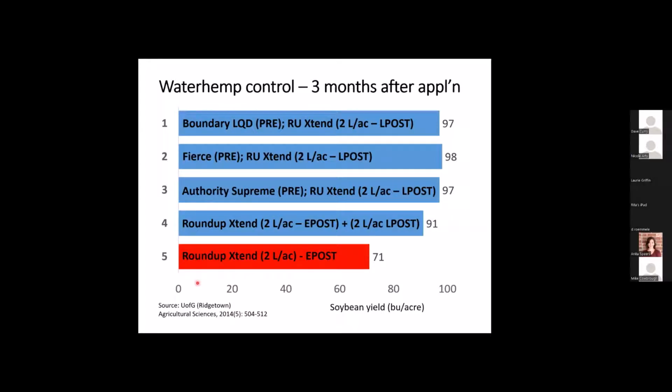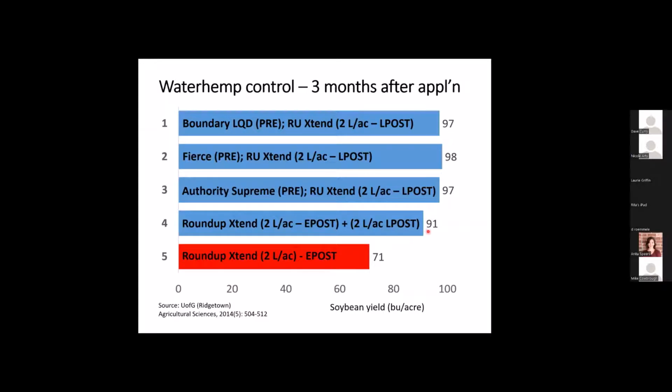So if we do a single application of Roundup Extend at the beginning of the critical weed-free period, traditionally that would have been more than enough. But because we have a species that germinates over a long period of time, that residual runs out of juice, and at the end of 3 months, we have about 71% control.